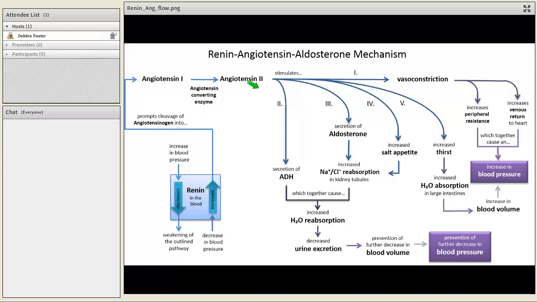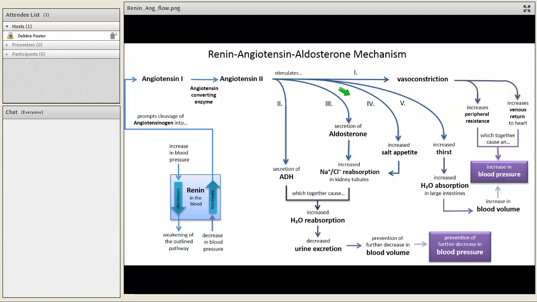So angiotensin 2 does that. It also has its own very powerful vasoconstriction properties. So it constricts those blood vessels, which causes an increase of blood pressure. And then we also see an increase of water in the large intestines due to the thirst mechanism, which helps us increase volume and increase pressure.